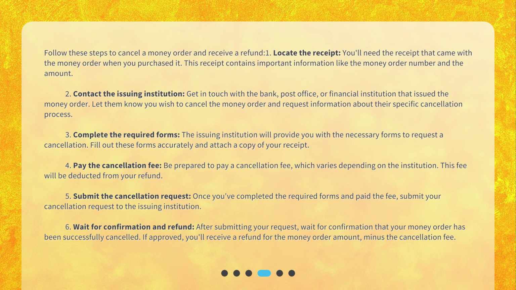5. Submit the cancellation request. Once you've completed the required forms and paid the fee, submit your cancellation request to the issuing institution. 6. Wait for confirmation and refund. After submitting your request, wait for confirmation that your money order has been successfully canceled. If approved, you'll receive a refund for the money order amount, minus the cancellation fee.